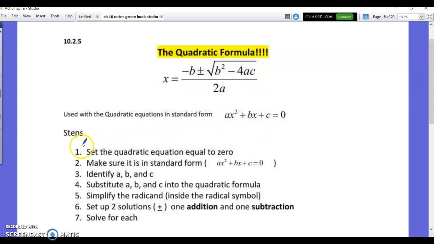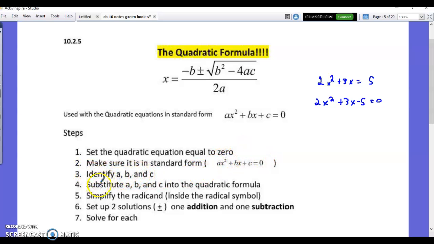So, step one of this will be make sure it's always set equal to 0. So if it's like 2x squared plus 3x equals 5, make sure you subtract 5 from both sides to get it to 2x squared plus 3x minus 5 equals 0, so that we can then identify A, B, and C. Also make sure that's in standard form. That's kind of a given. So again, so we can identify A, B, and C.